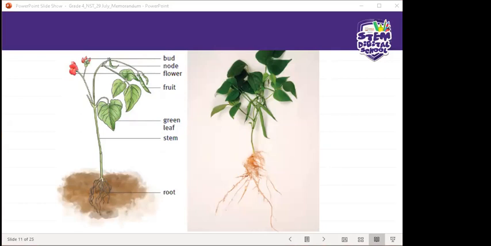Ma'am, it first starts by the root, and then it grows, you have to do germination with the flower, and then it goes to the stem, and then to the green leaf, and you have to give it a lot of water so that the leaf can grow into a flower, and then the flower can grow into a fruit. Fruit, all right, beautiful, Kiara. Thank you very much for that.